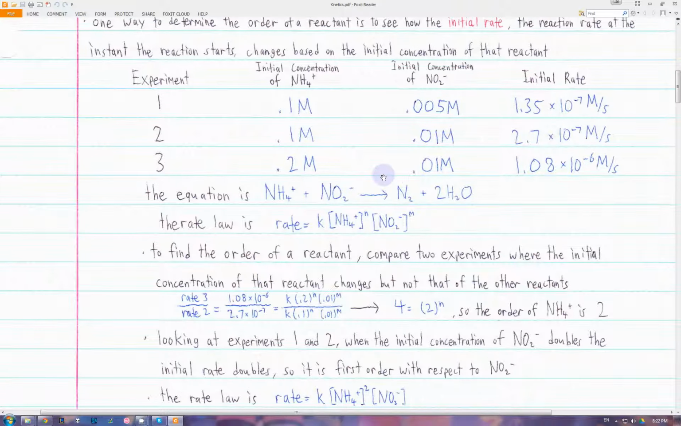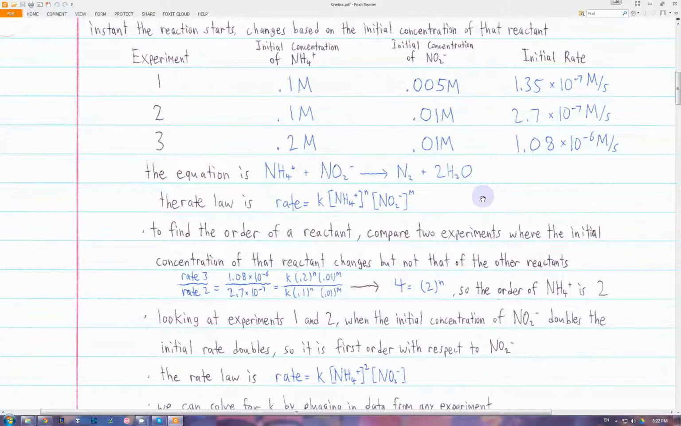Now, to find the order of NO2, we're going to look at experiments 1 and 2, since the concentration here changes, while the concentration of NH4 stays the same in these two experiments. So we look at these two experiments, the initial concentration of NO2 doubles, and the initial rate doubles as well. So we know that NO2 is going to be first order.